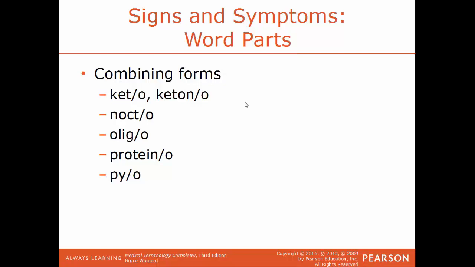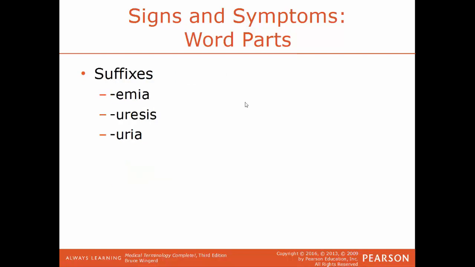Nocto is a reference to night. Oligo is a reference to few. Proteino is a reference to proteins. And then pio is a reference to pus. Alright, some common suffixes you'll see regarding the system. Emia means of the blood. Uresis means urination. And urea means a condition of urine or urination.